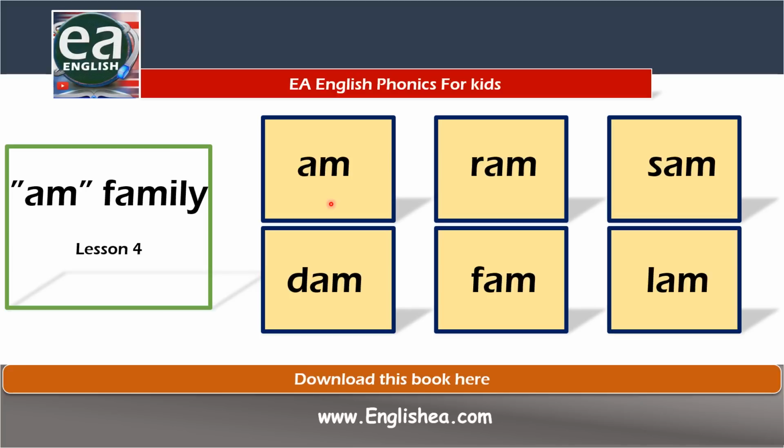The first word is AM, M. Or AM, ram. S, AM, Sam. D, AM, dam. F, AM, fam. L, AM, lamb. Repeat again. M, ram, Sam, dam, fam, lamb. Once again. M, ram, Sam, dam, fam, lamb. Very good.